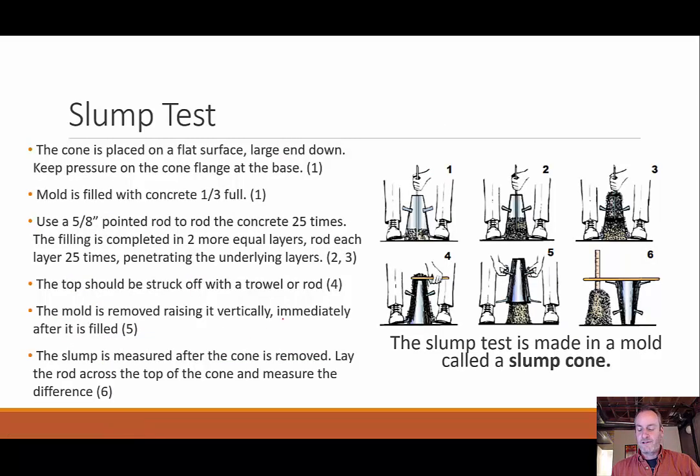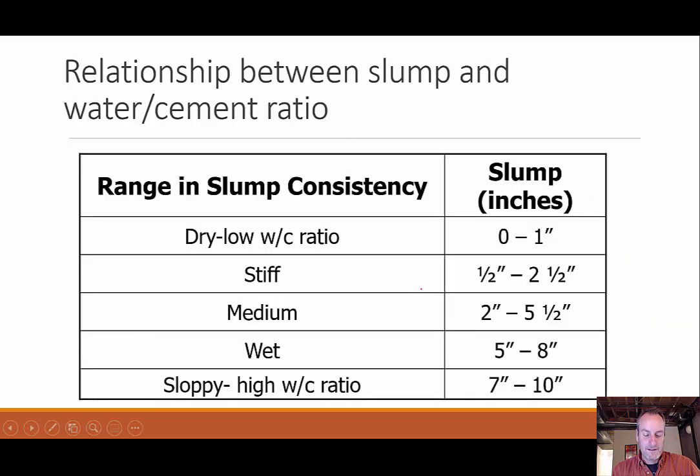The process, I don't want to go over this too much because we've done it, right? Put the cone upside down, fill it 1/3 of the way full, tamp it 25 times, fill it 2/3 full, tamp it 25 times, fill it to the top, tamp it, and flip it over. Then this is your slump, of course, the distance that it goes down. It should be measured from the bottom of this rod technically, if you're being really accurate.